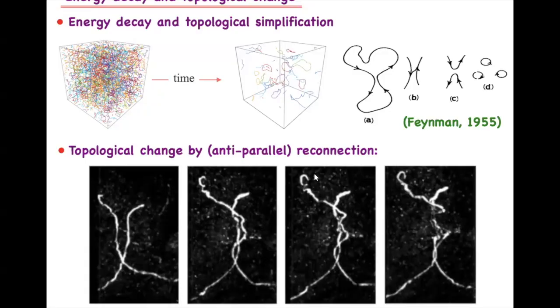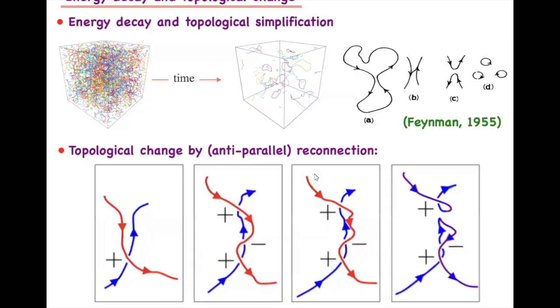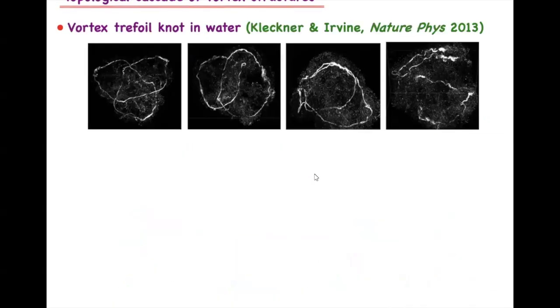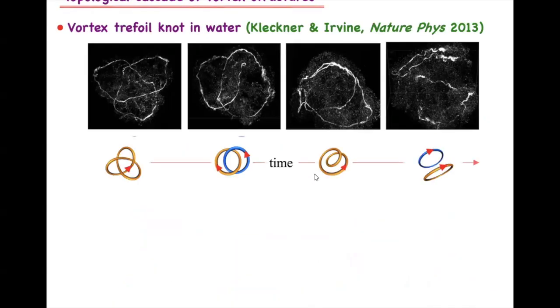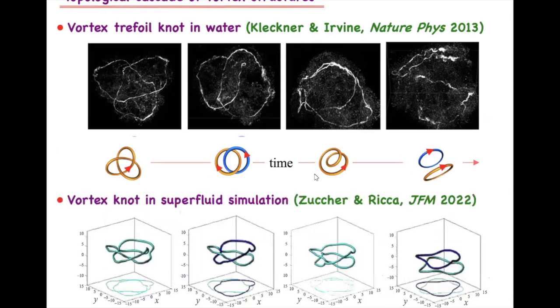Okay, so these are pictures taken from the movie I showed you, where a strand and another strand at a certain point interact, reconnect, and change topology. As I said, I will talk about this slide tomorrow. And this is what you may say is a standard cascade of topology that you expect from vortex structures.